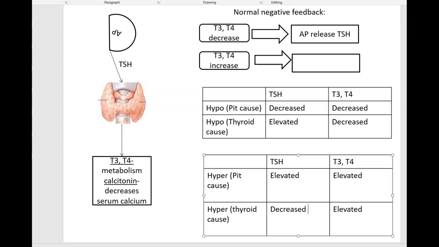So that's the lecture, I guess, a mini lecture on normal thyroid function. In the next lecture, I'm going to talk about the disorders of hyper and hypothyroid using a side-by-side comparison.